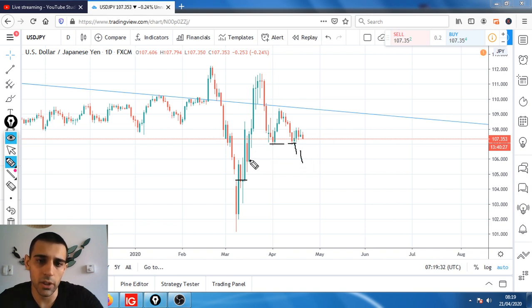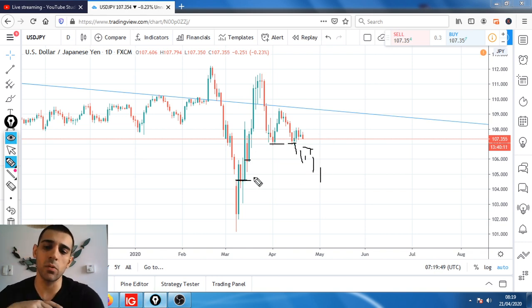It might have a reaction on this zone, and if it has a mild retracement, I'm going to put another unit. So I'm going to add a second unit to this position, which I already have one of, and then run it to target. That's how you increase your risk reward.